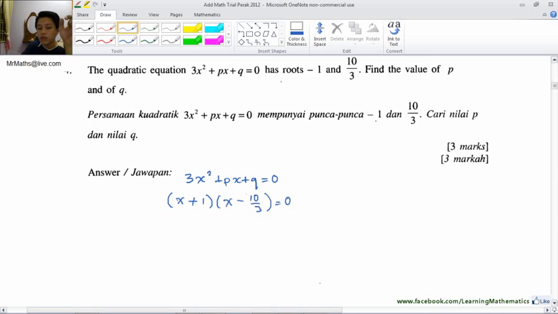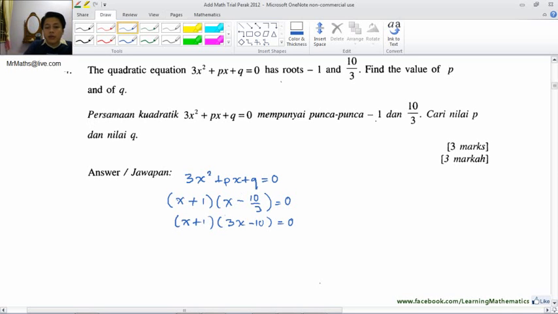x plus 1 in bracket, and then multiply with x minus 10 over 3, that equal to 0. So that plus 10 over 3 as a root will become x minus 10 over 3. So let's multiply both sides with 3. Then we leave x plus 1 as is, and only the other one we multiply with 3, which is 3x minus 10 equal to 0.